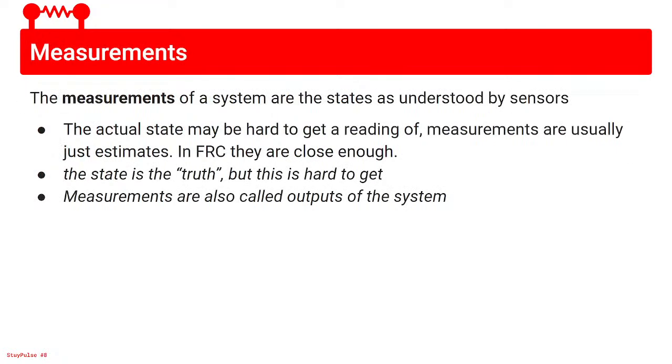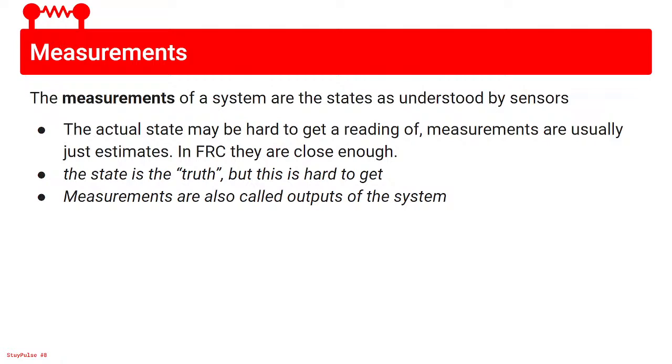But we also have to define measurements, which are the states of a system as understood by sensors, right? The actual state of the robot is really hard to get a real reading of, so measurements are really just estimates. Sensors are not perfect and they have noise and randomness. In FRC though, they're usually good enough. It's another aspect of control theory, fixing your measurements to get a better idea of the state, but again, that's outside the scope for this presentation.